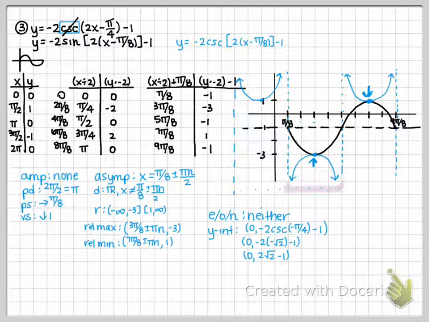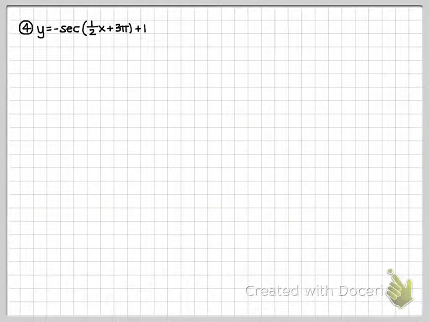On the next screen, we have a secant graph. This is based off of cosine. So go through, repeat the exact same process for cosine. I'm going to go ahead and pause, do all of my work for cosine, and then we can start ripping and flipping.